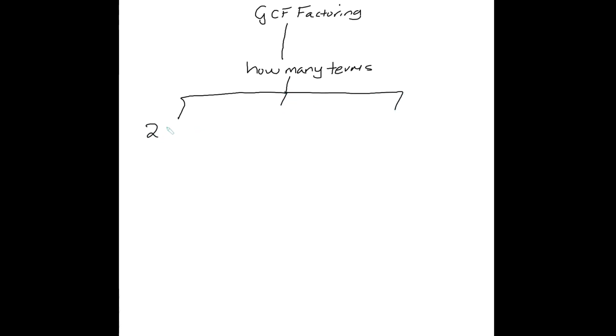So if you have 2 terms, most likely you're going to use DOTS, difference of 2 squares. But remember, with DOTS, you have to have perfect ends and they have to be separated by subtraction. So you have to have something like this, x squared minus 9, separated by subtraction and both of the ends are perfect. Then you use DOTS.